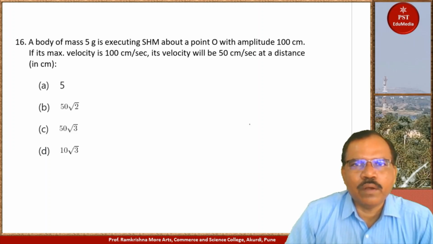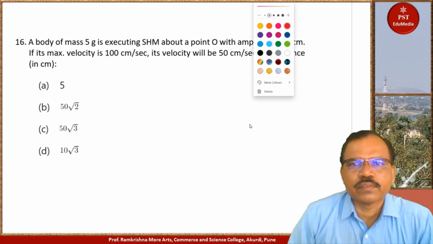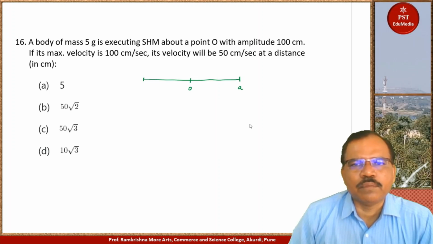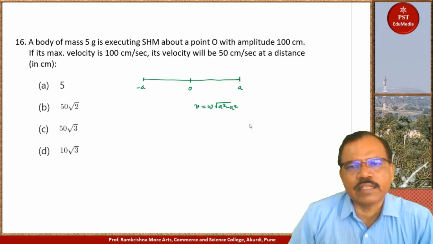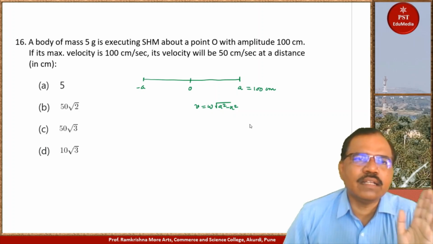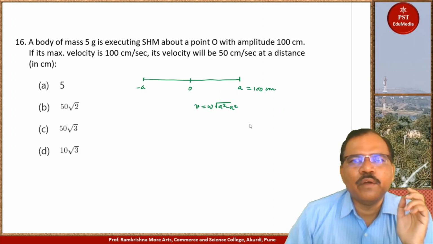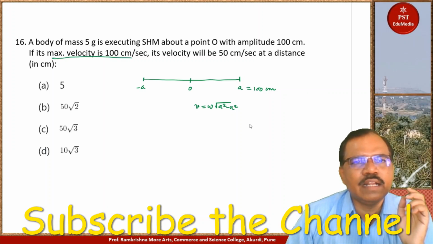So here we have body of mass M. Suppose it is oscillating between plus A and minus A. Here plus A, here minus A. So what happens? Its velocity is V is equal to omega under root A square minus X square. Now A is given, that is 100 centimeter. Now all quantities are in CGS unit. So solve in CGS unit, no problem. Now what is given? Vmax, maximum velocity is 100 centimeter per second.